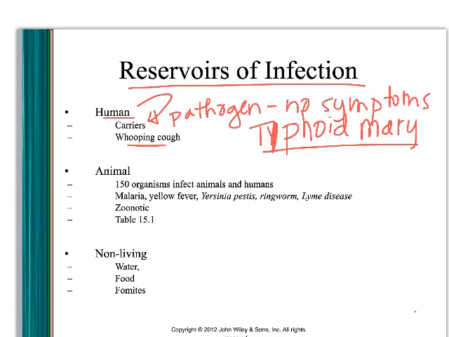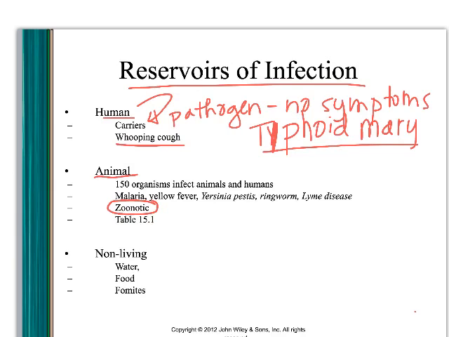Okay, another example of a human reservoir is whooping cough. Adults can carry it, and we don't get the symptoms, but we can transmit it to infants before they have completed all their vaccinations, and then they get it. Okay, so animals can also be reservoirs, so we call those zoonotic diseases.